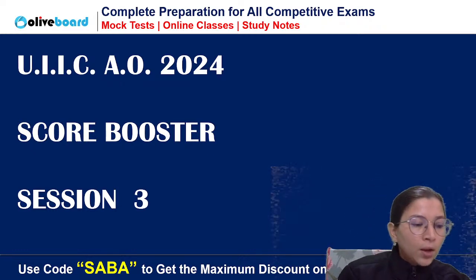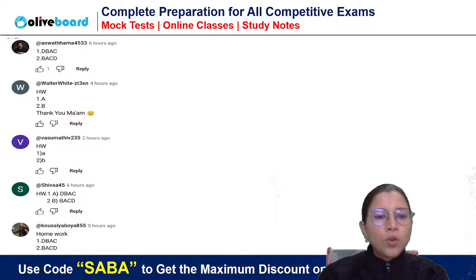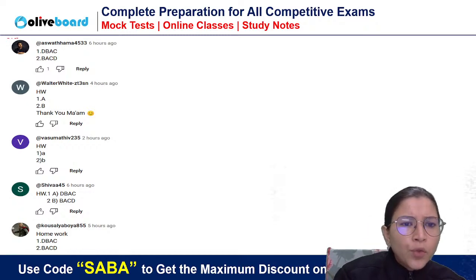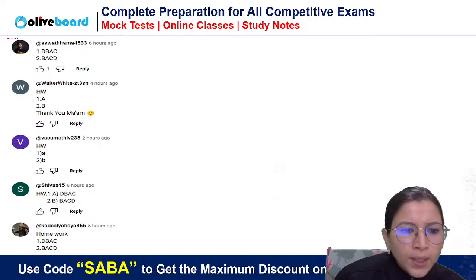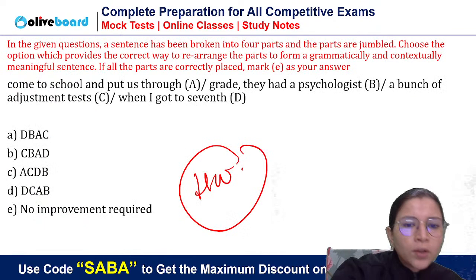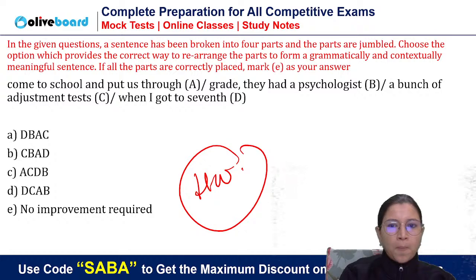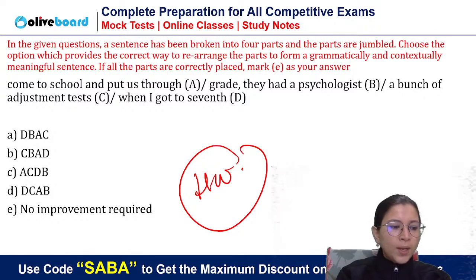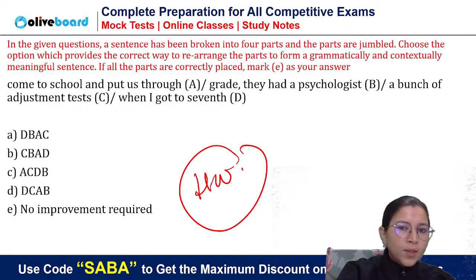Yesterday I gave you two homeworks, basically of arrangement. That was done by Aswathamma, Walter White, Vasumati, Shiva, and Kausalya. Only these people did the homework. Quickly give the answer. And which grammar rule did you get here? What is the rule applied here?